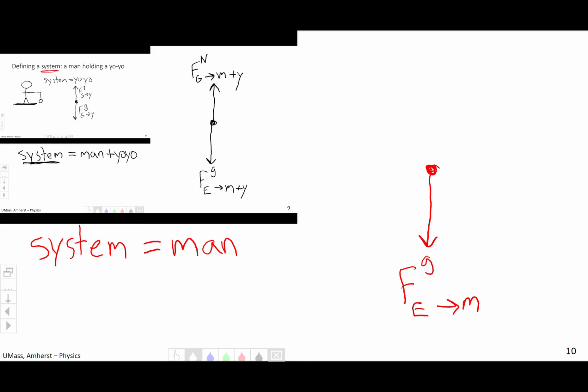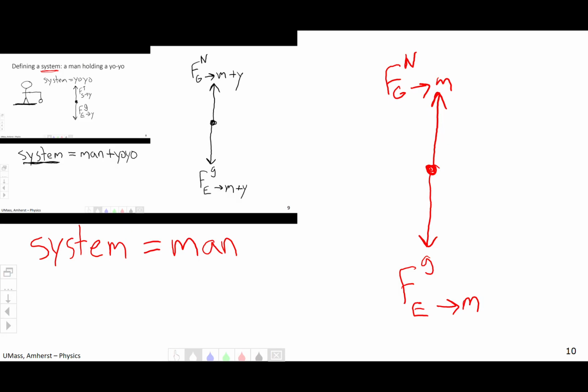There is also a normal force of the, what do we call it? Ground. Ground on the man. But we're missing something here. We said that when we were looking at just the yo-yo, there was a tension force from the string on the yo-yo in the upward direction. Now we know that the string connects, here's our string way down here. The string connects the man and the yo-yo.